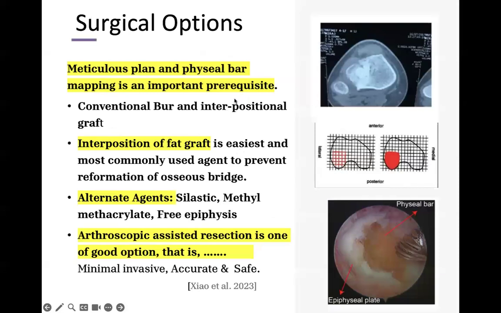Surgical options are very important. Meticulous planning and physeal bar mapping are an important prerequisite. Two methods are there. One is the conventional burr and interposition of the graft, and the other is arthroscopic assisted resection. Interposition of fat graft is the easiest and most commonly used agent to prevent reformation of the osseous bridge after resection with the burr. Alternate agents which can be used are silastic graft, methyl methacrylate cement, and free physeal graft. These two mostly need another operation to remove them. Arthroscopic assisted resection and grafting is minimally invasive, accurate, and safe, and is the most commonly used method today.